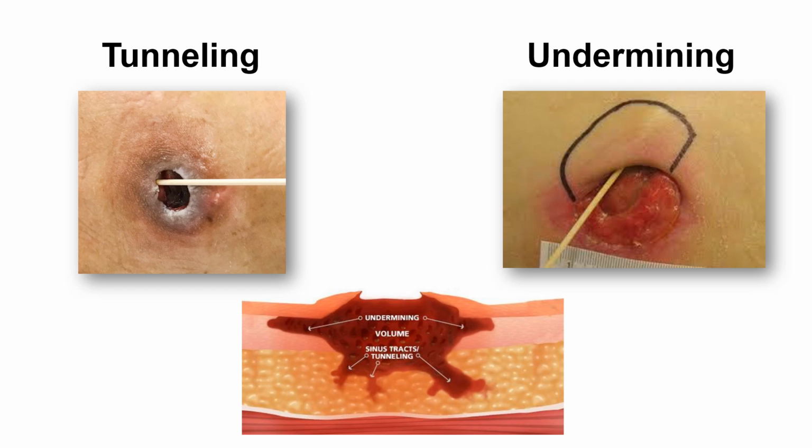Then we have undermining, which is on the right. Undermining, you can see here in this drawing, refers to right beneath the skin. So it's not a tunnel that can go anywhere. This one is right under that top skin layer. When we do our assessment on wounds that have undermining, we insert that cotton-tipped applicator and kind of pull it up. Wherever we see that protruding through the skin, we're going to measure. We're going to draw, and that drawing is actually how we measure that wound.